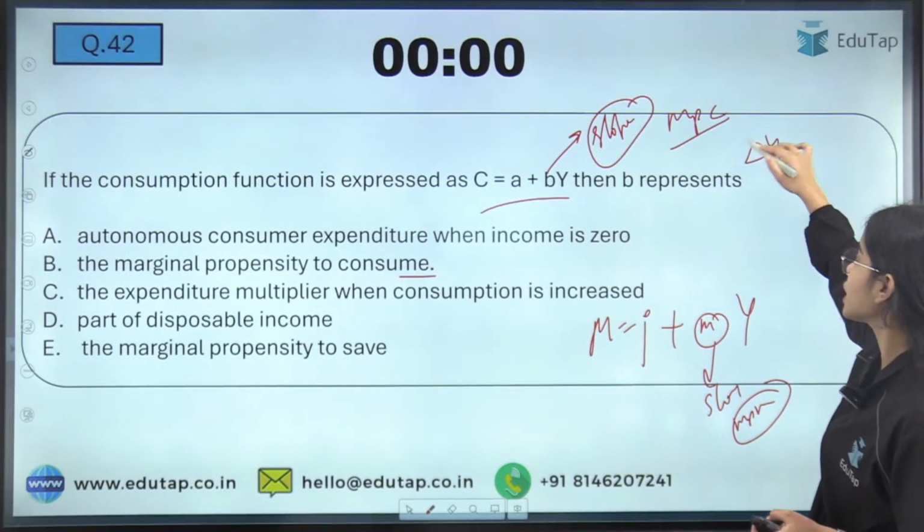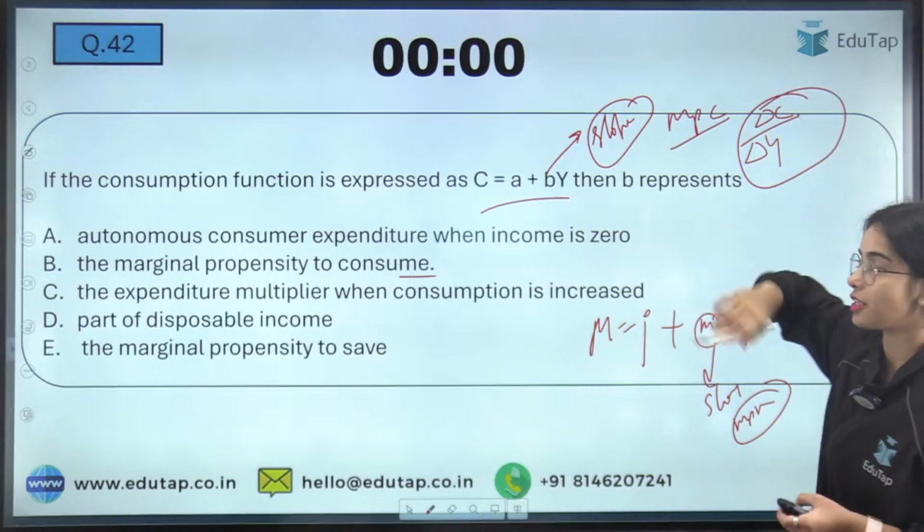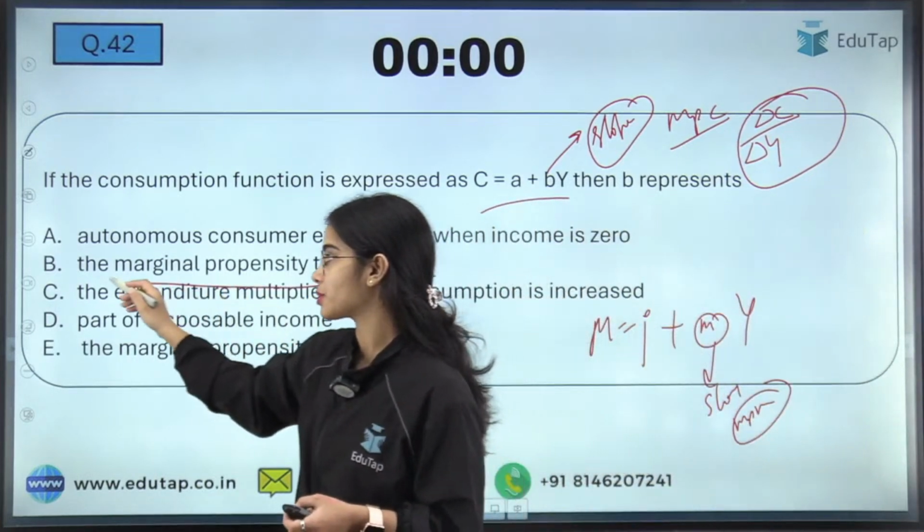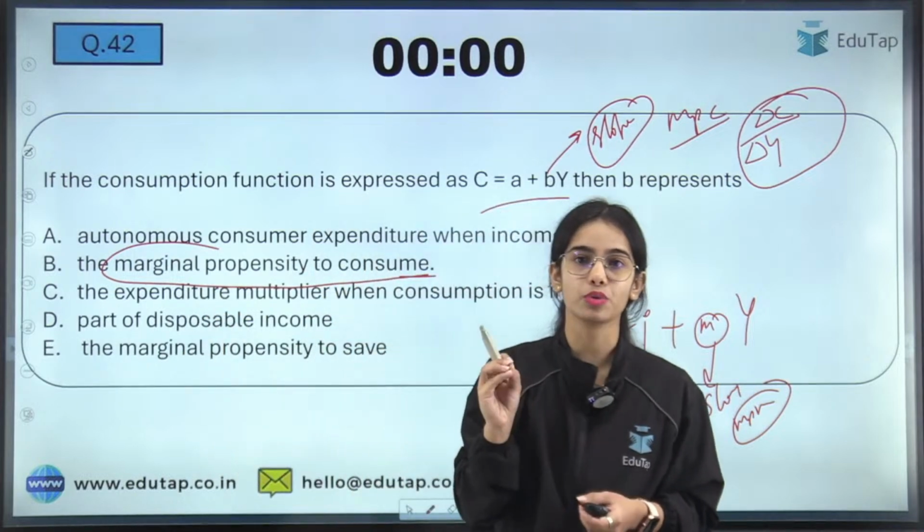That is, with the change in income, your consumption is changing. So the slope of the consumption function is your marginal propensity to consume.